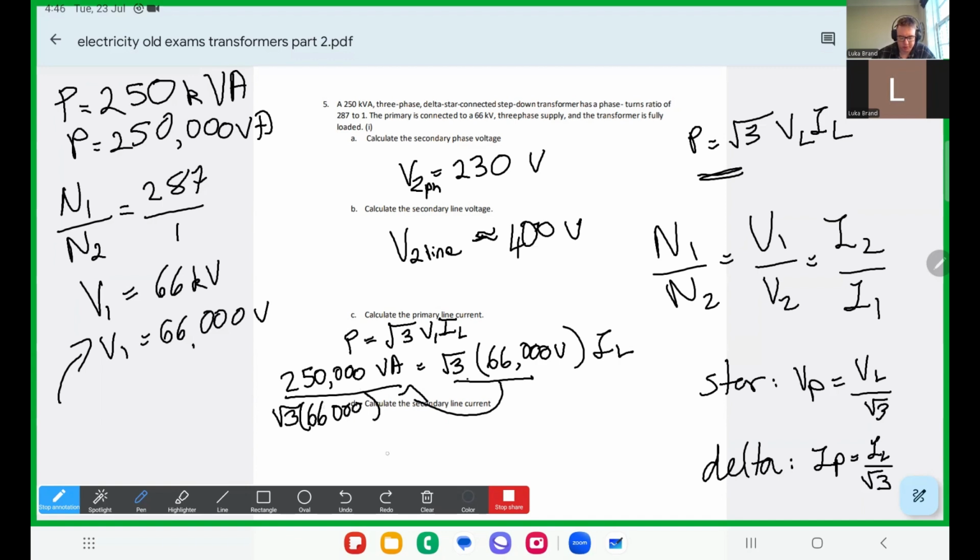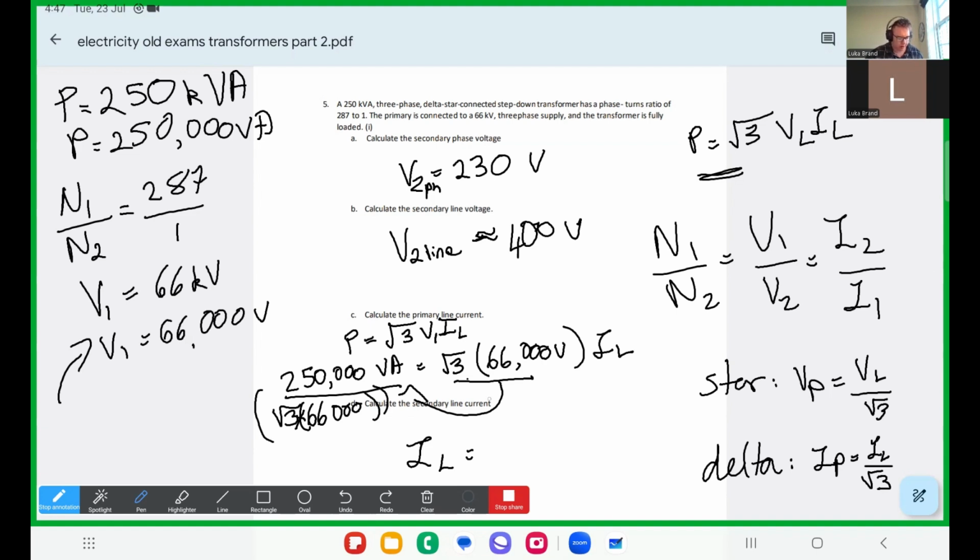Now I'm going to put all of that into my calculator. Now I'm going to put brackets around this and do square root of 3 times 66,000. But if you wanted to, you're welcome to go square root of 3 times 66,000 and then 250,000 divided by that number. It's absolutely okay to do the extra steps because you want to make sure that it's correct.